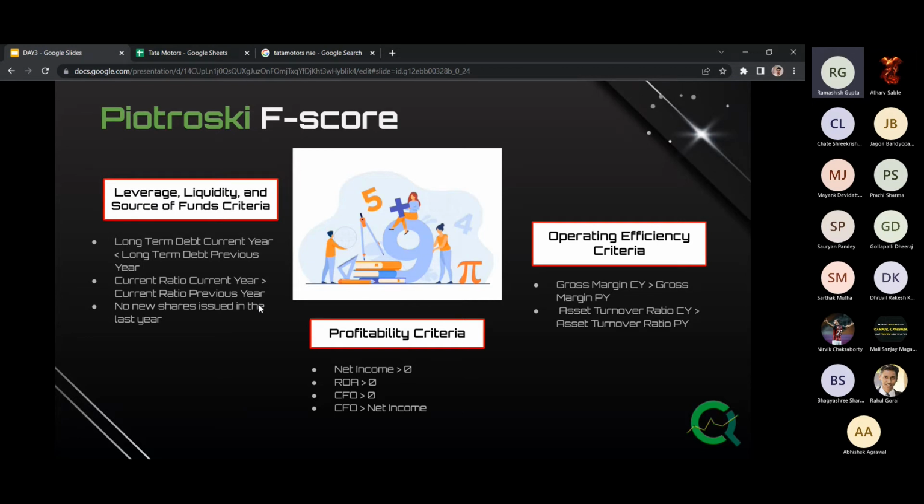An F-score of 9 is considered very nice. You should definitely invest. A score of 4 or 5 is kind of average, where we could invest or we could not. And if it is less than 4 or 5, then we should strictly not invest in that company because it is not financially that strong.